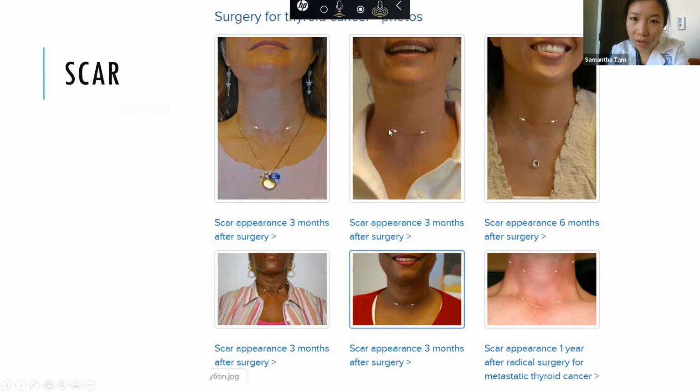So these are some scars that are about 3 months out. And so certainly the scar is still maturing at this time. The scar is still changing color. And you kind of get a hint of where the scar is there. But for some reason or another, neck scars seem to heal very, very well and can be relatively invisible, at least to the casual passerby, with time.